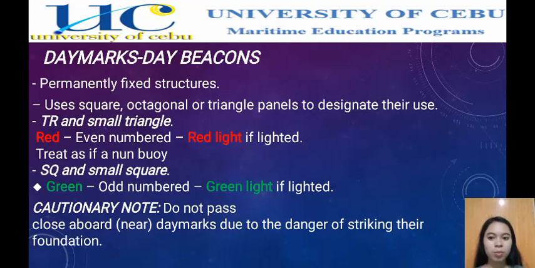Daymark beacons, permanently fixed structures, use square, octagonal, or triangle panels to designate their use. TR and small triangle: red, even numbered, red light if lighted. Treat as if a nun buoy. SQ and small square: green, odd numbered, green light if lighted. Cautionary note: do not pass close aboard or near daymarks due to the danger of striking their foundation.